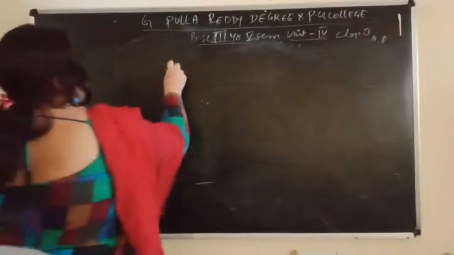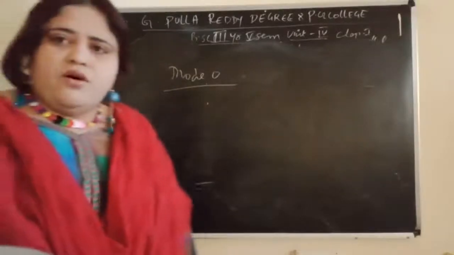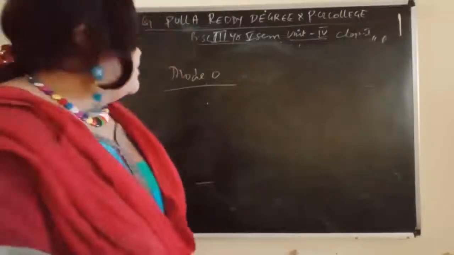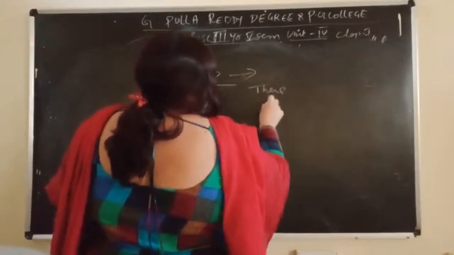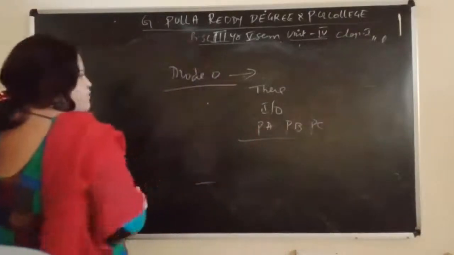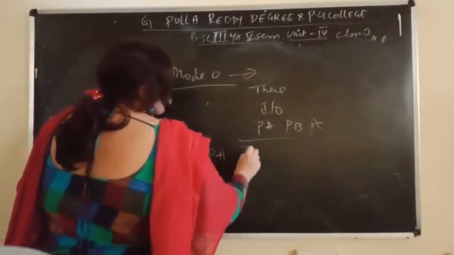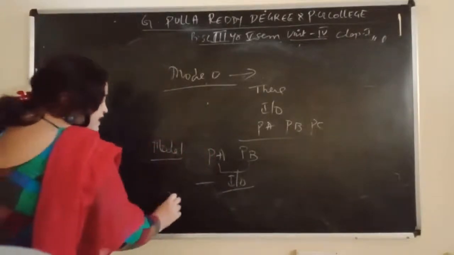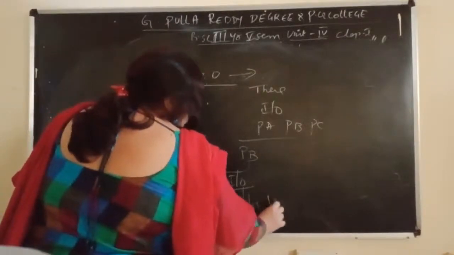Now mode 0. In mode 0, we have to program 3 ports, and the 3 ports can be programmed easily as IO: port A, port B, port C. In mode 1, port A and port B can be programmed as simple IO. IO means what? Input output. Whereas port C is used for handshaking signals.